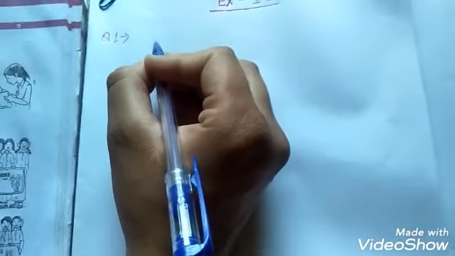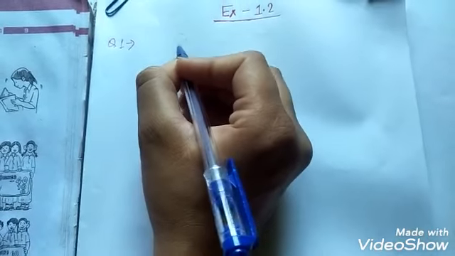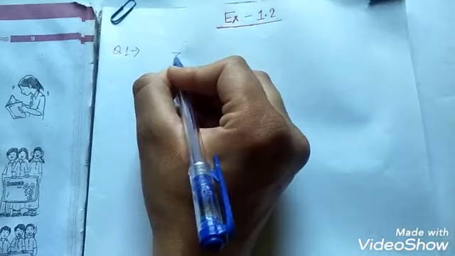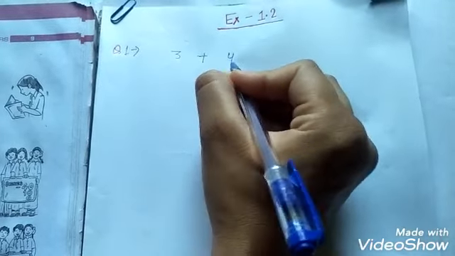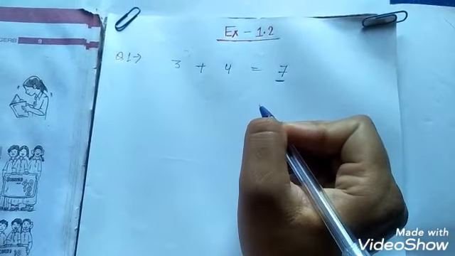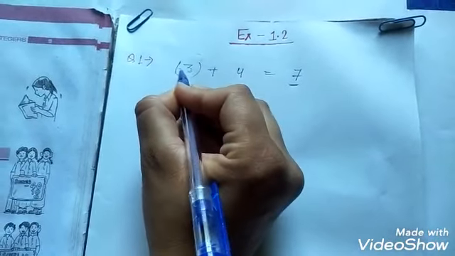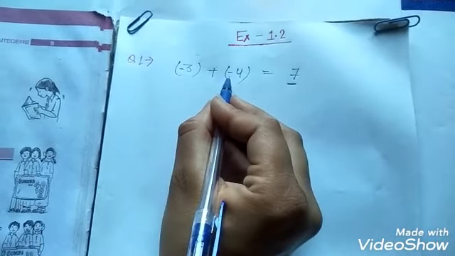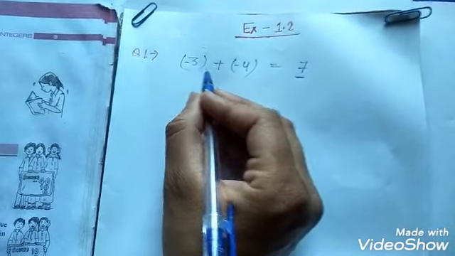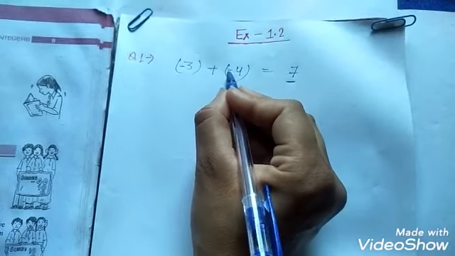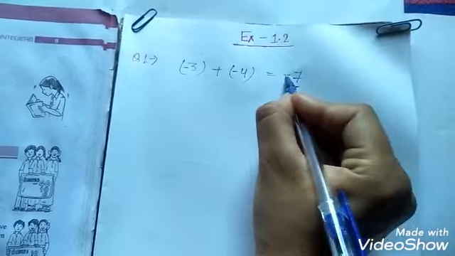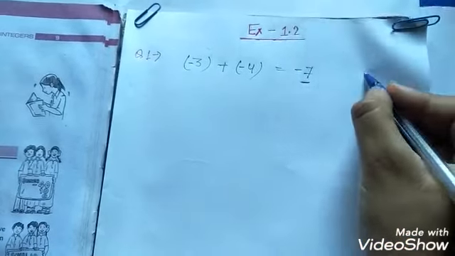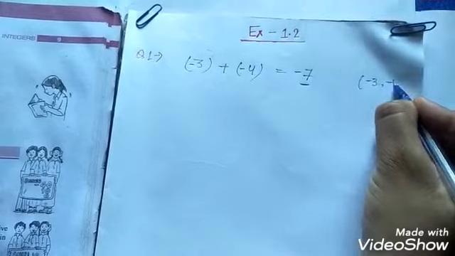So for the first answer, first of all, we take two integers whose sum is 7. So 3 plus 4 is 7. But we want -7. If these integers are negative, minus is plus. 4 plus 3 is 7, and 4 is a greater number. Its sign is minus, so the answer will be negative. So one pair is -3, -4.